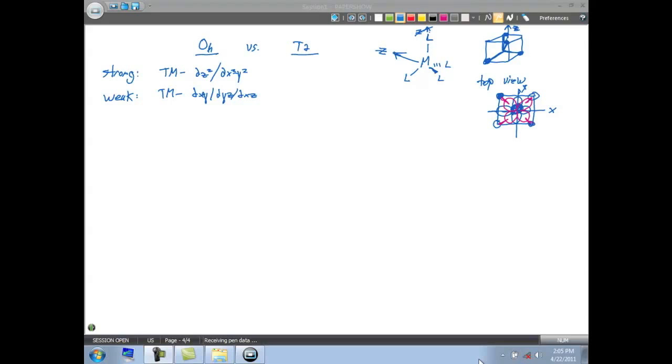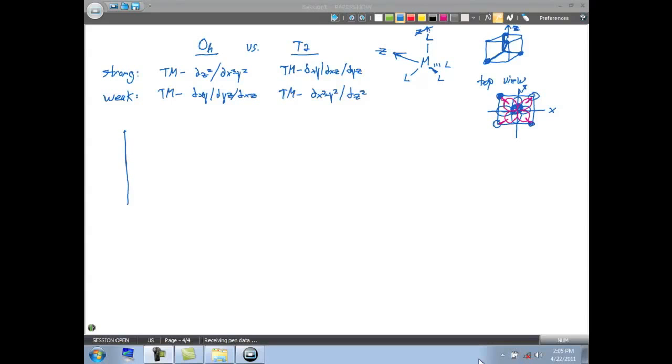So what I'm trying to emphasize here is that in a tetrahedral molecule, the strong interactions are going to be between the transition metal and the dxy, dxz, and the dyz. And the weak interactions are going to be between the transition metal and the dx squared minus y squared and the dz squared. So this is going to influence the relative energies and the splitting of those d orbitals.